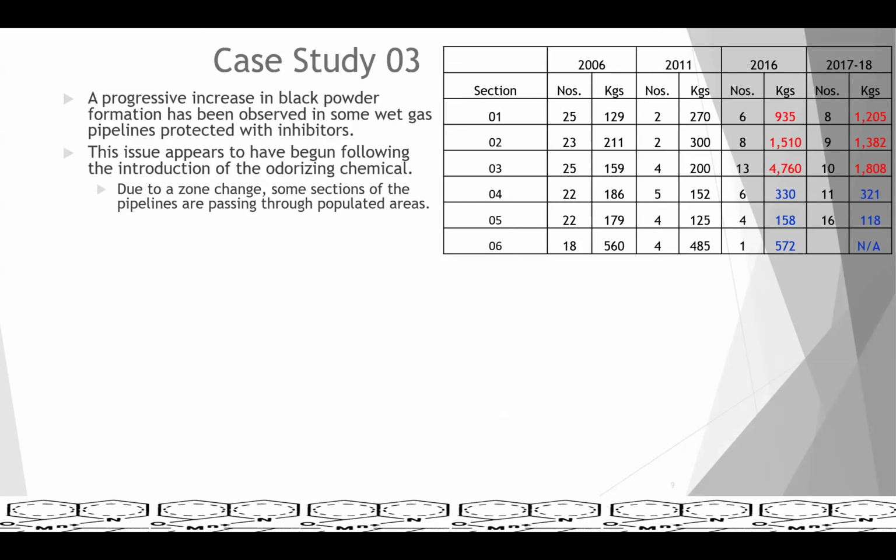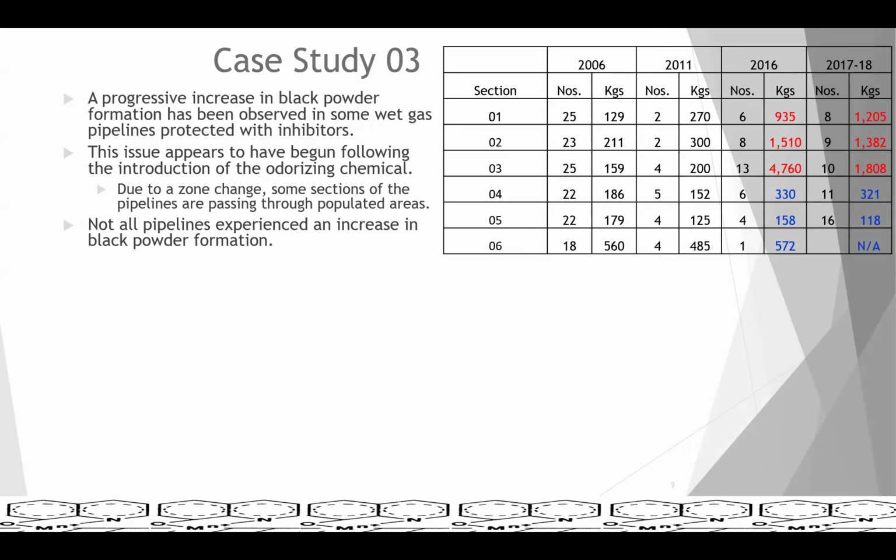because of the regulatory change, because of the increase of population, they had to change the zone from a non-populated zone to a populated zone. As a consequence, the company thought it would be a good idea to inject the odorizing chemical so that if there was a leak, it could be detected in the populated area. So they took the precautionary decision.